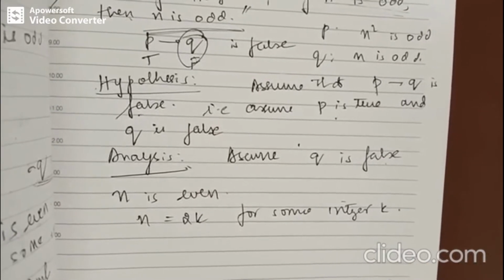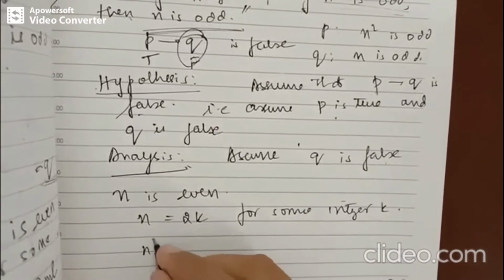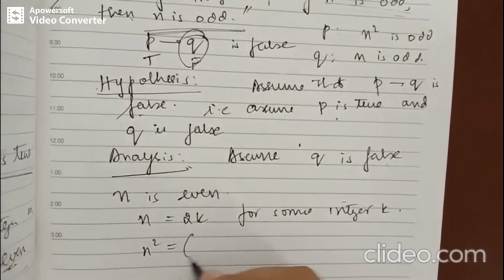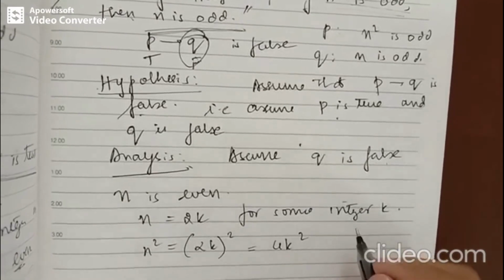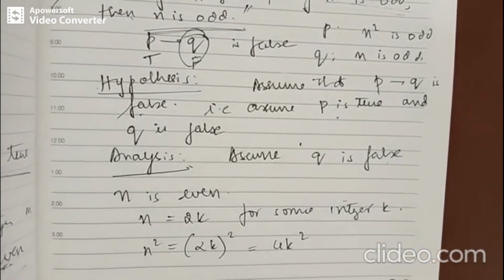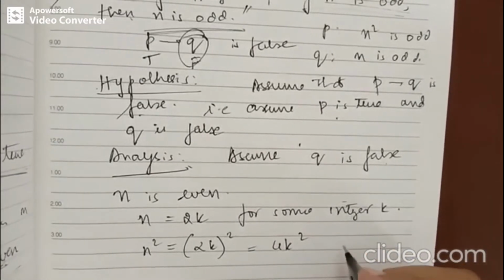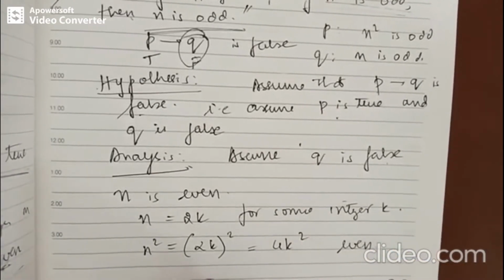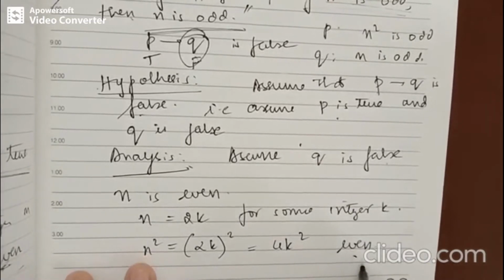So what will be n square? If I write n square, it will be 2k the whole square, or 4k square. So what do we infer from this? It is 4k square, which means it is evidently even, right? We have obtained that n square is even.